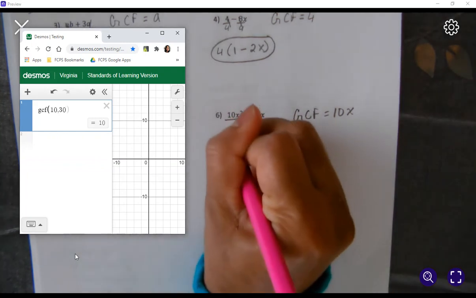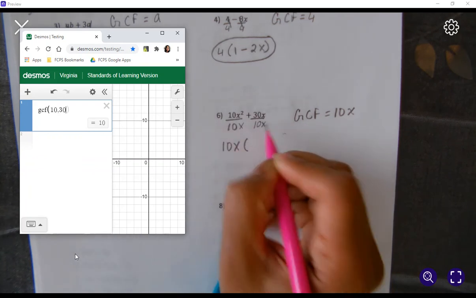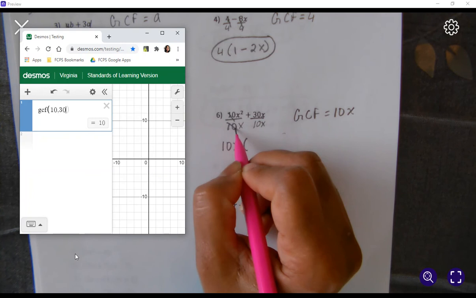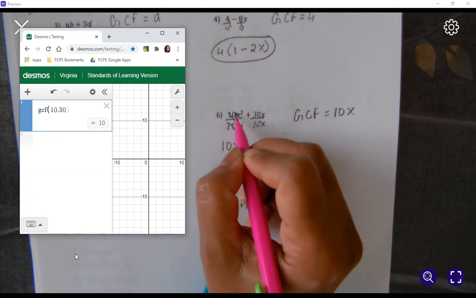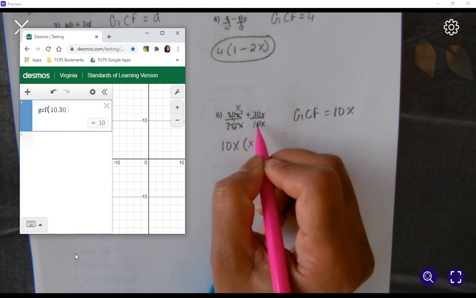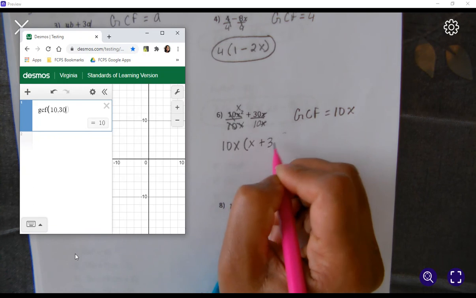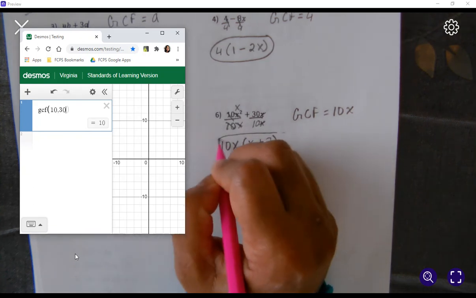Okay, which means that now I'm going to divide by 10x. So the 10s get crossed out. If you take out an x here, you take out an x here, you have one x left. And then 30 divided by 10 is 3, the x's get crossed out. And that is my answer.